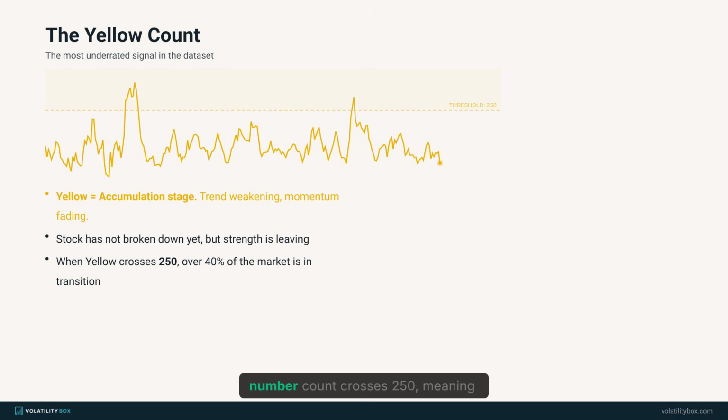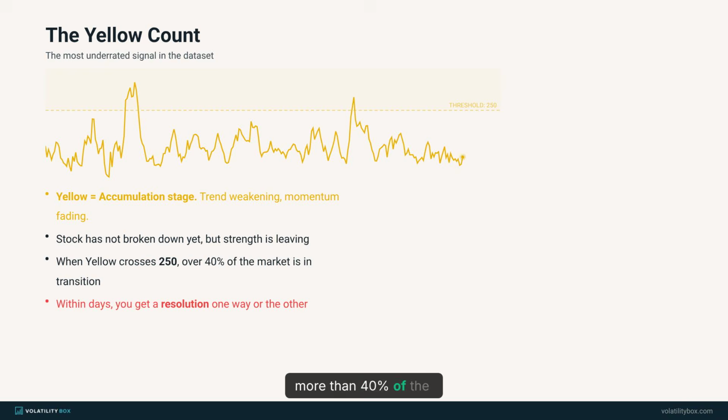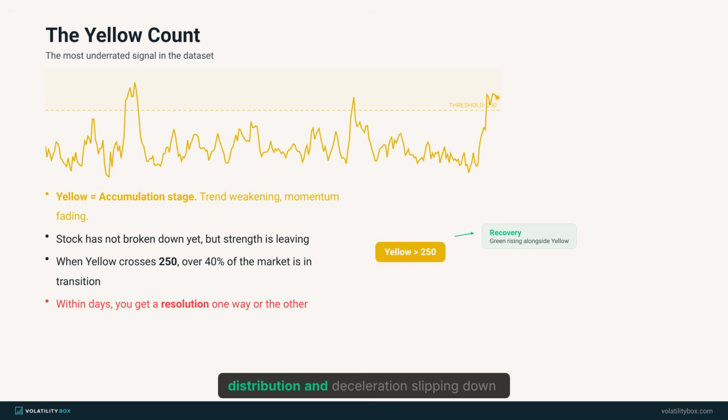When the yellow number count crosses 250, meaning more than 40% of the universe is in transition, something interesting tends to happen. Within days, you get a resolution one way or the other. Either those yellow symbols break down into orange and red, meaning they've now gone into this market pulse of distribution and deceleration, slipping down to the bearish side, or they recover back to acceleration, aka green.